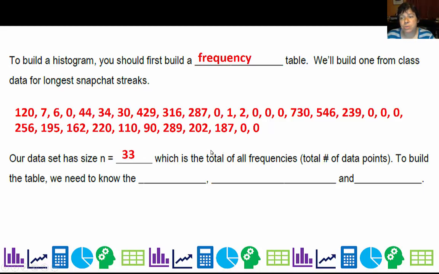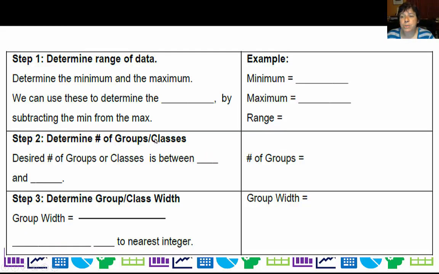Now to build our table, we're going to need 3 values: the range, the number of groups, and the class width. And from that, we can figure out quite a bit. So step 1, we're going to determine the range, which means I need the maximum and minimum, which I'll subtract to get the range. The minimum on my data is 0, and the maximum is 730. When I subtract those two, I get a range of 730. Since my minimum is 0, I'm going to see some interesting stuff on my boundaries, but it won't be the end of the world.